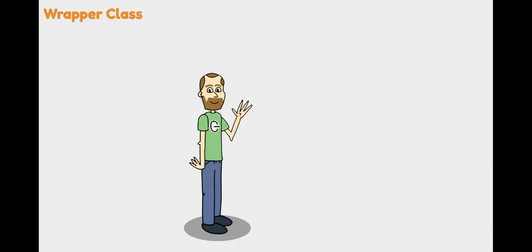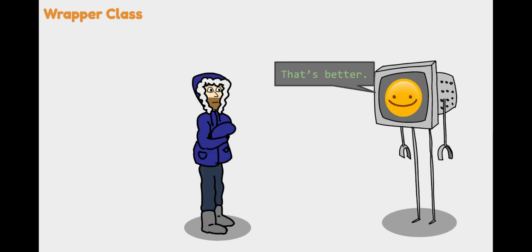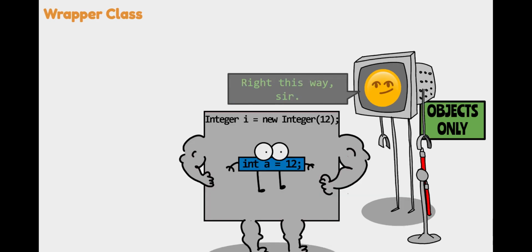Were you ever all set and ready to leave the house when someone told you that you can't go outside dressed like that because it's too cold outside, and then they wrapped you up before they sent you out? Well, the same thing happens to primitive data types. There are some places that only objects are allowed to go. So sometimes a parameter will expect an object, and a primitive data type is not an object. What we have to do is wrap that primitive data type in an object, in this case of class Integer, so that data is allowed to get where it needs to go.